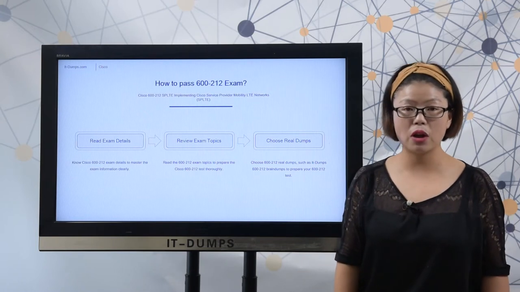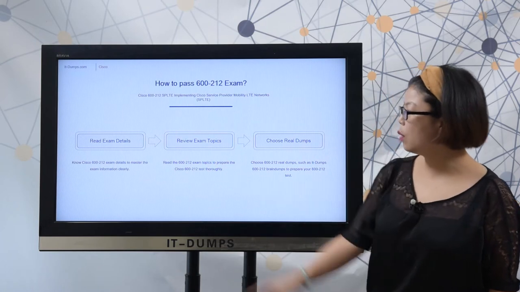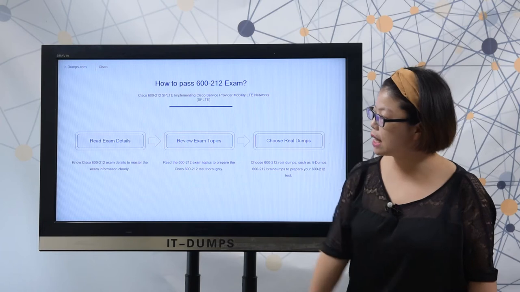Generally speaking, there are three steps for you. Read exam details, review exam topics, and choose your dumps. So next, let's read the exam details first.